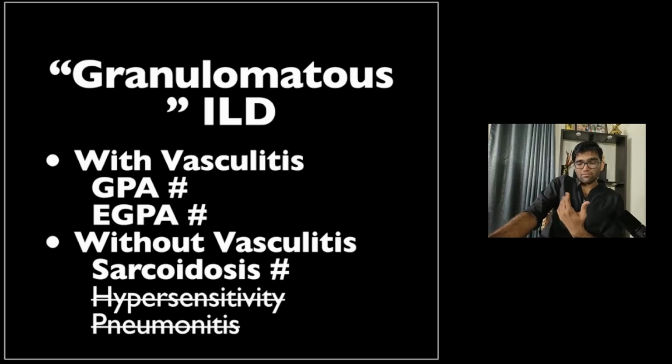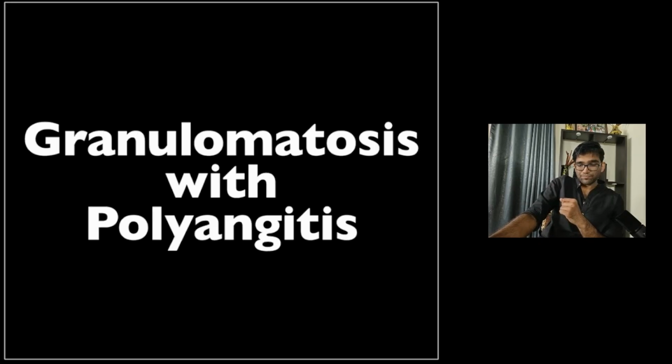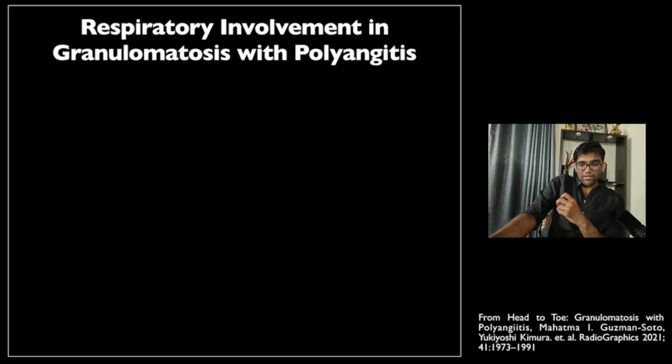Sarcoidosis is naturally very different, as we've discussed in the previous video in this series. Sarcoidosis does not show any angiocentricity and shows significant granulomatosis, whereas GPA and eGPA both show significant angiocentricity because of the coexistent vasculitis. So starting with granulomatosis with polyangiitis, respiratory involvement in GPA is as follows.